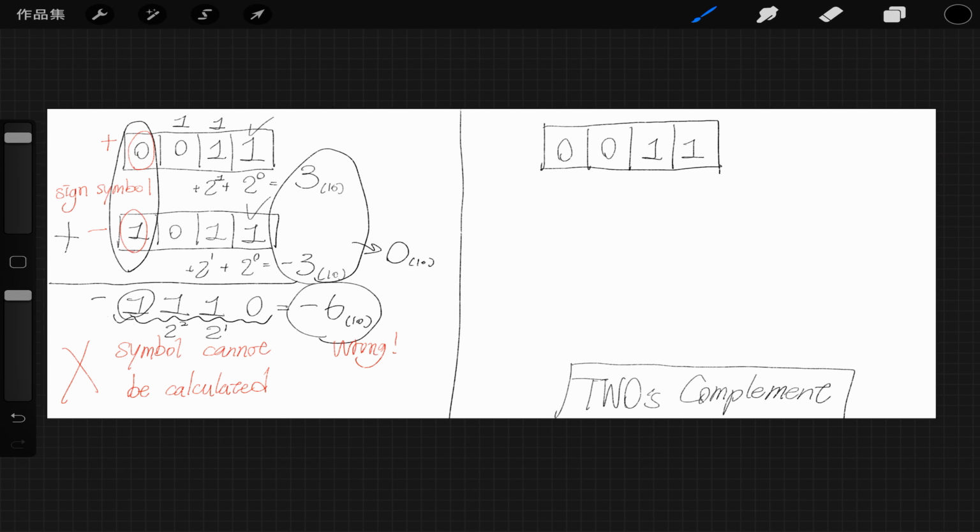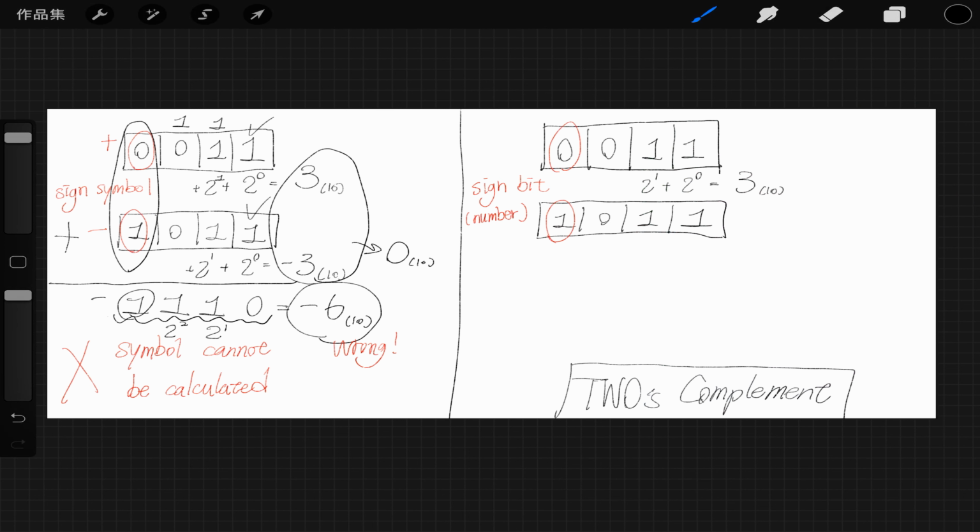Assuming on the right, we have the same 0, 0, 1, 1 bits. If we try to add them up, we will get the decimal number 3. So how about a negative number in 2's complement form? In order to represent a negative number, we will turn the first bit into our sign bit. And this sign bit is not a symbol, it is a number. What do we mean by number?